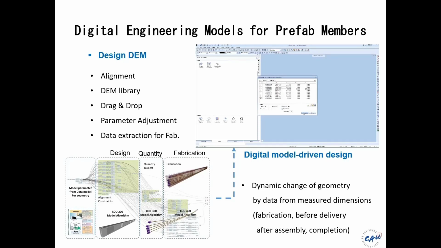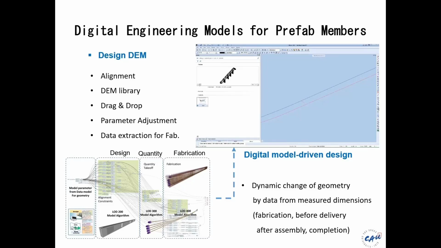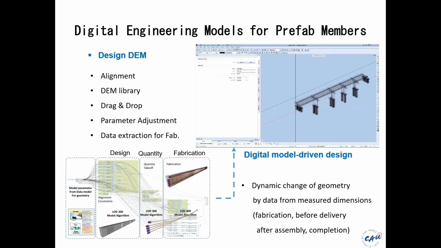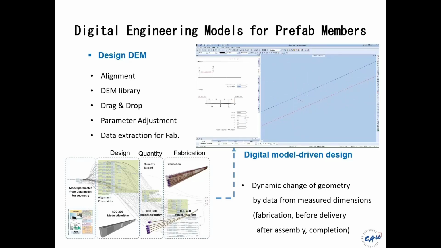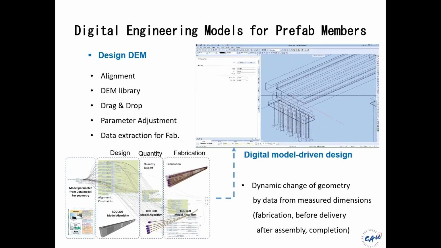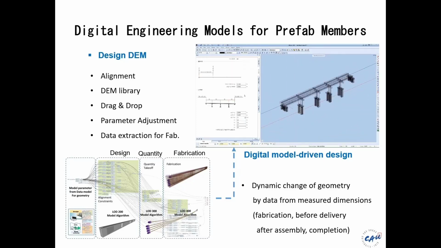So for the design model, we consider alignments, as you see in this movie. From the algorithm, we generated design models, and it has a dynamic change of geometry by data from measured dimensions. And it depends on alignment, bridge alignments.